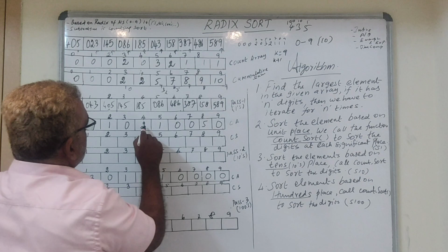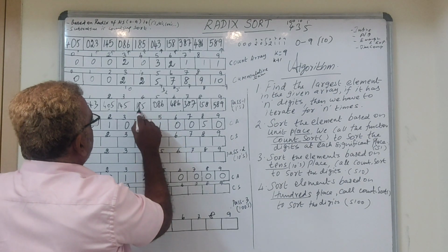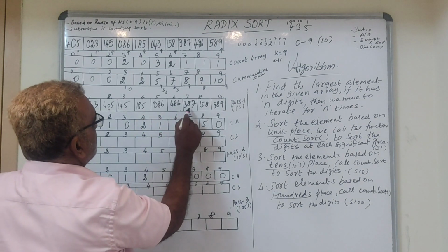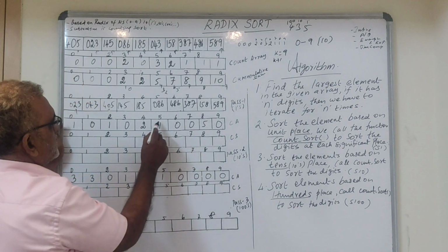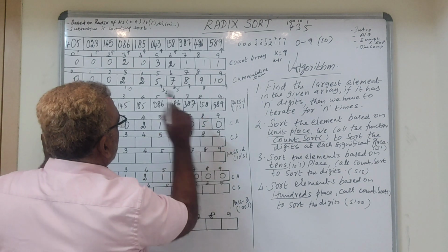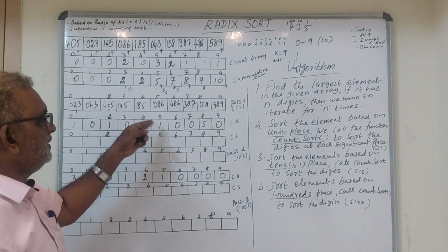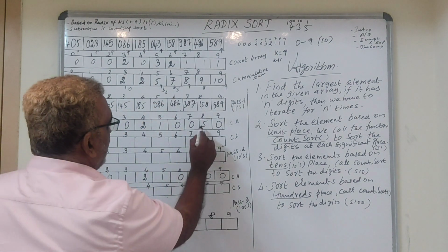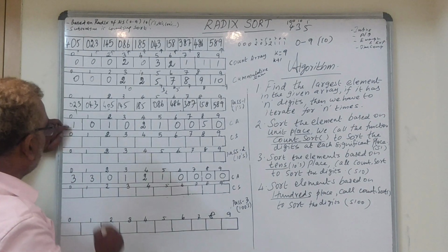Similarly, 5 occurred only one time. 5 is here only. Then what about this 8? 8 occurred 5 times. So now we have to find out the cumulative.